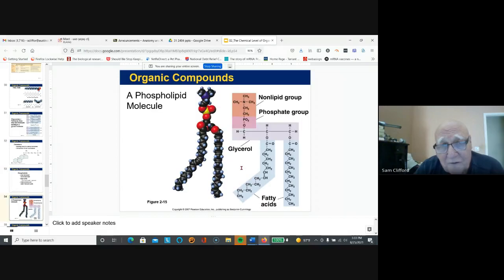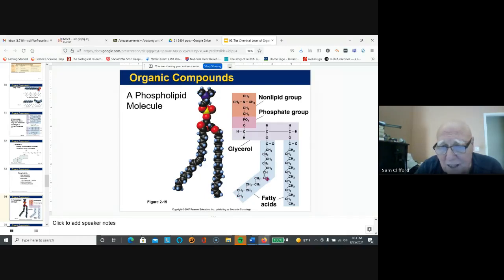So if we look at a phospholipid, it has two fatty acids, so it's a diglyceride. It has a phosphate group, and it could be nitrogen. As soon as you see oxygen, you know this is the polar part. So the phospholipid has a water-soluble polar part and a water-insoluble hydrocarbon. Notice there's only carbon and hydrogen.